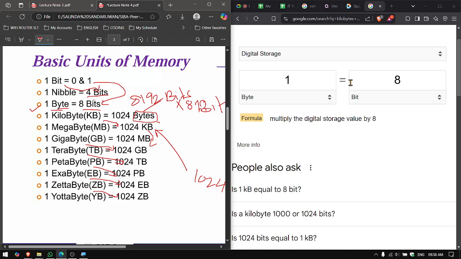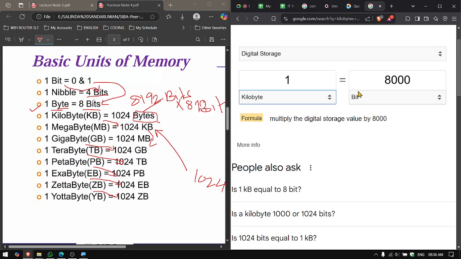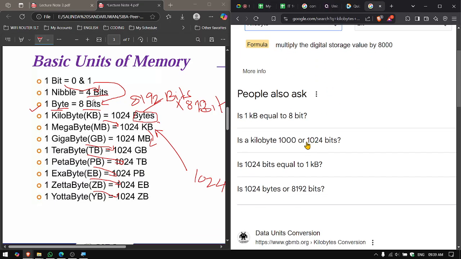Then kilobyte. Here, if I select kilobyte, it says 8000 bits, 8000 bits, right? But stick with the things given in the note, because sometimes they are going to get this kilo. Kilo means the multiplication factor of 1000, right? So that is a little bit misleading.